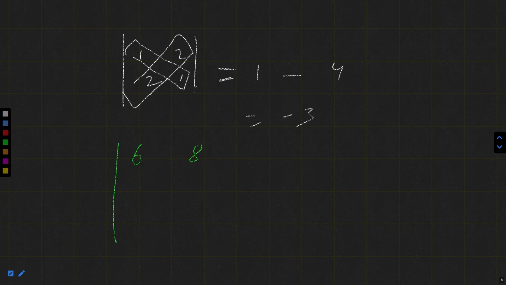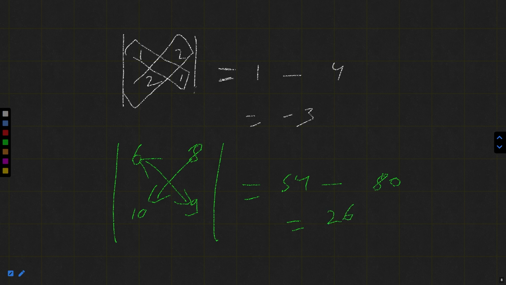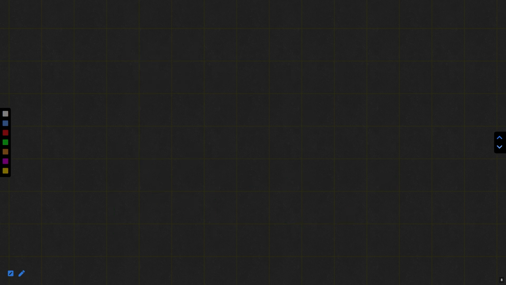So 6, 8, and 10 and 9. Okay. So multiply these, you will have what? 54. Multiply these, you will have what? 80. This means minus, and this will be what? As you can see, this will be 20, 20. This will be 26, I think. Yes, this will be 26. Okay. Clear? I hope that it is clear to you how we defined determinant in 2 cross 2 matrices.